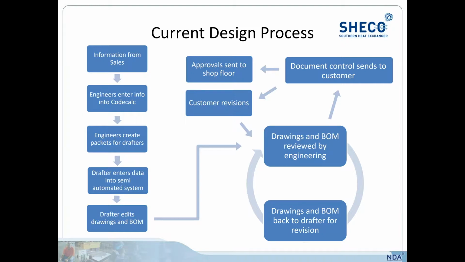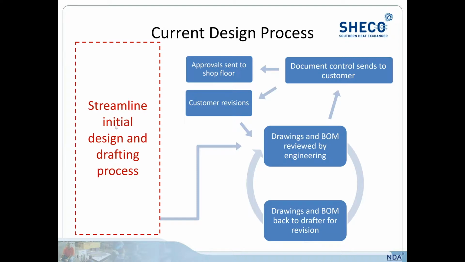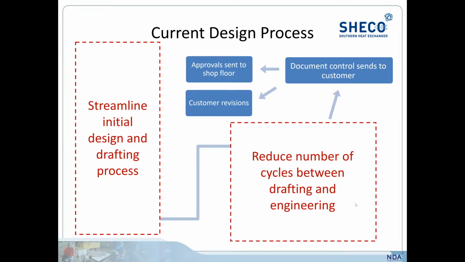So our goal with the first half of this project was mainly to shore up this left half and streamline this design and drafting process and try to shorten that as much as we can. And the second part, which is mainly where I am operating, is here in this revision cycle, as I call it. To improve that, we hope to reduce the number of cycles between the drafting and engineering department and hopefully decrease those lead times for the company.